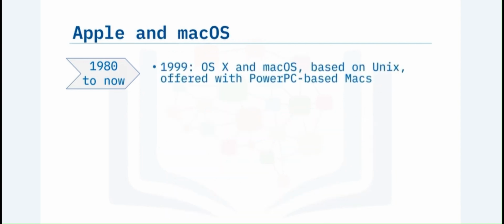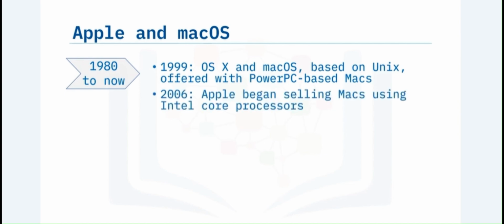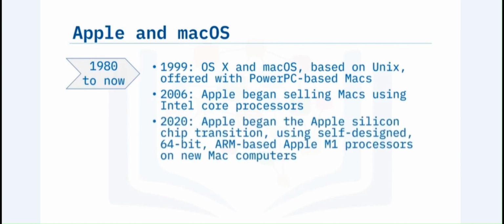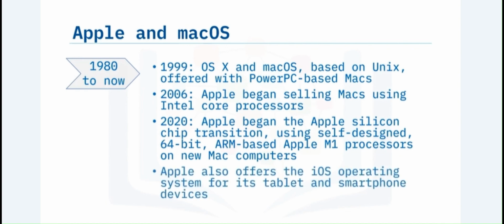Apple, with its OS X and macOS based on Unix, began its foray into the operating system market in 1999 with PowerPC-based Macs. In 2006, Apple began selling Macs using Intel Core processors. In 2020, Apple began the Apple Silicon chip transition using self-designed 64-bit ARM-based Apple M1 processors on new Mac computers. Apple also offers the iOS operating system for its tablet and smartphone devices.